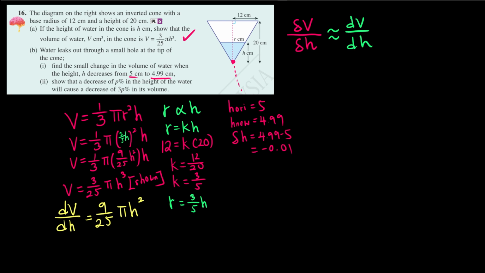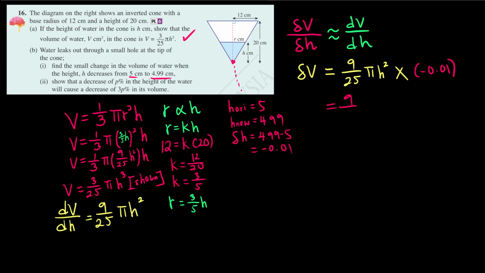Tick. So do we have delta H? Yes, it's just negative 0.01. Tick. So can we find our delta V now? Yes. We can say that our delta V is equivalent to 9 over 25 pi h squared times delta H, which is negative 0.01. Now we are left with only one unknown, which is the H. This H is going to be our original H, which is 5. So let us substitute it now.